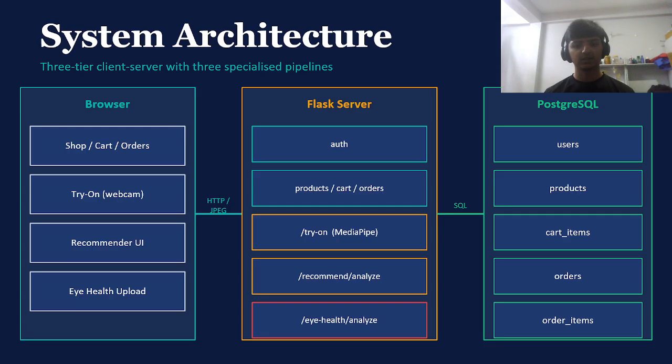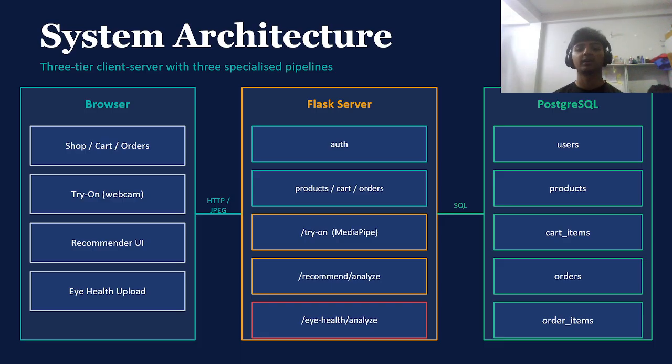As for the shop, cart, and order flow, the browser receives server-rendered HTML pages from Jinja templates driven by SQLAlchemy queries against PostgreSQL. The three specialized endpoints are /try_on for the live overlay, /recommendation/analyze for the face shape feature, and /eye_health/analyze for the fundus classifier.